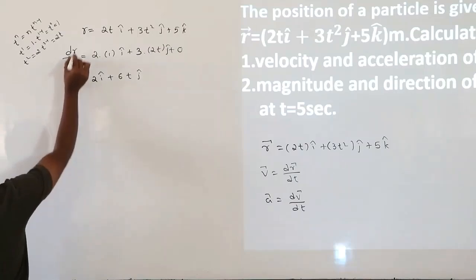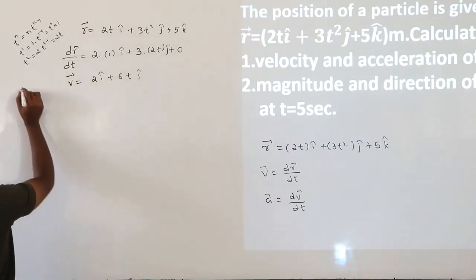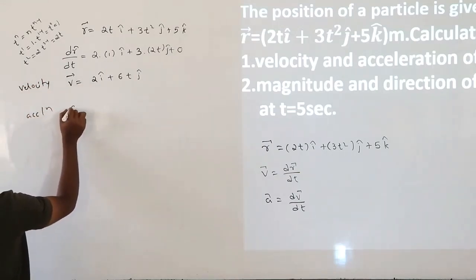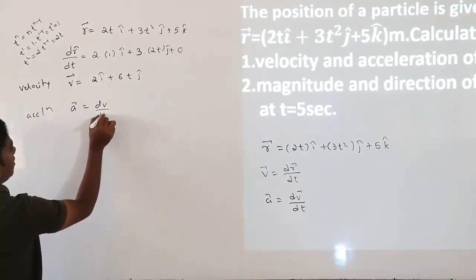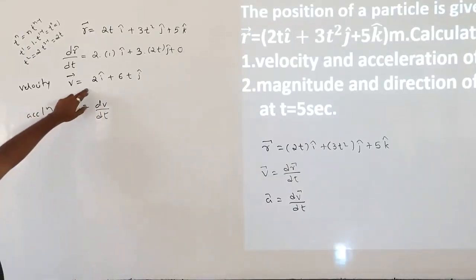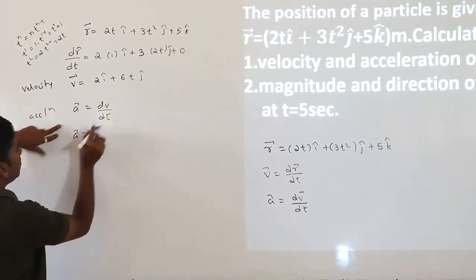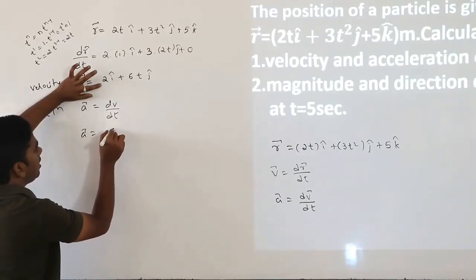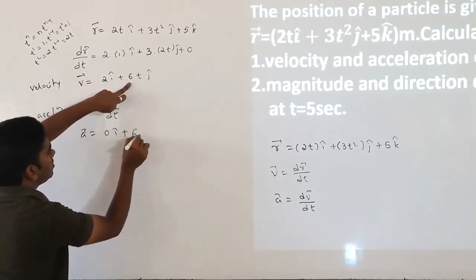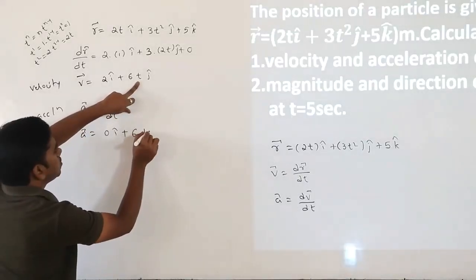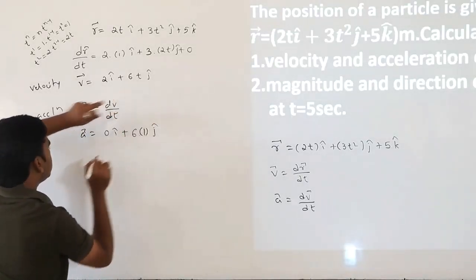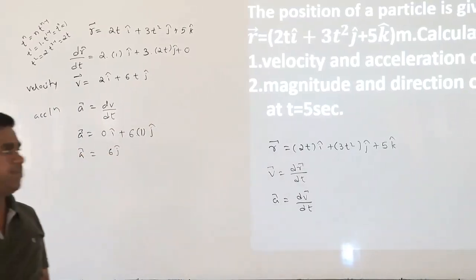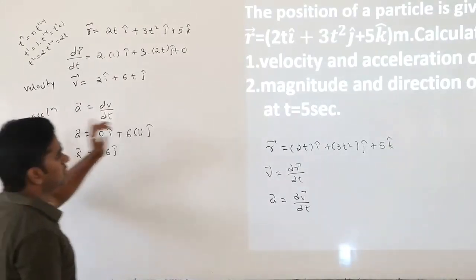Okay. So similarly, acceleration. For acceleration, a equals dv by dt. Differentiate v one more time. So v is this one; you differentiate that. a equals dv by dt. Differentiation of 2, constant, is 0 i cap plus 6 as it is. Differentiation of t is 1, so j cap. So acceleration is 6 j cap. Only this much is the acceleration.